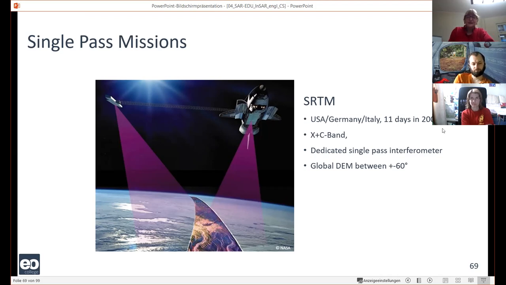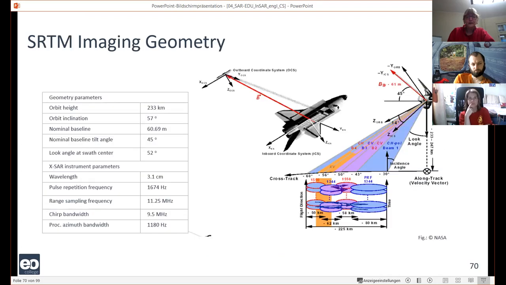And as it was the case in the year 2000, all the precious data were stored on tapes inside the cockpit. So everything was full with magnetic, high density tapes that had recorded the first global elevation model. So it's still a wonderful data set to use, and it's free to everybody. Yeah, and here we see some of the parameters that had been used.